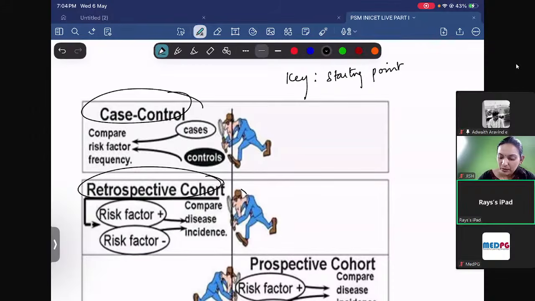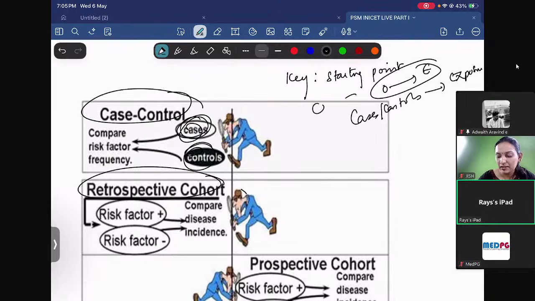Okay. So in case control study, you always start with the cases and controls, and then you go back and find the exposure. So if you start with the outcome, going back and finding out the exposure, that is a case control study. But when you talk about cohort study, we always start with the exposure status, exposed, unexposed, and then you go and trace the outcome. You go and follow up and find out the outcome.